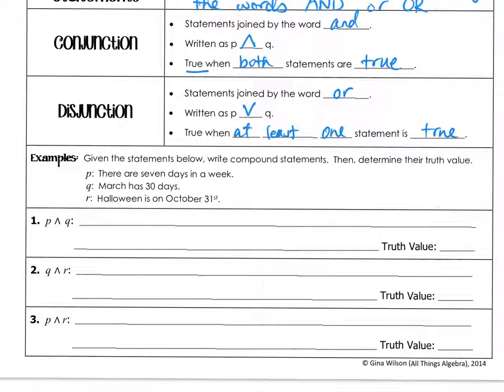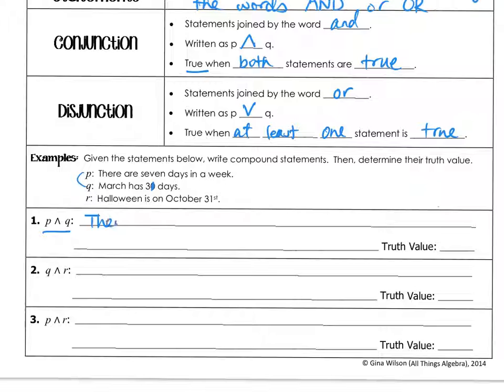So here are some examples. Take a minute to read these three examples. P is there are 7 days in a week, statement Q is March has 30 days, and R is Halloween is on October 31st. So when we're asked to join the statements, when we talk about P and Q, all we need to do is join these statements together. So we say there are 7 days in a week and March has 30 days. Does March have 30 days? I think March has 31 days actually. So I'm going to change that. It's 31 days. That's a mistake.